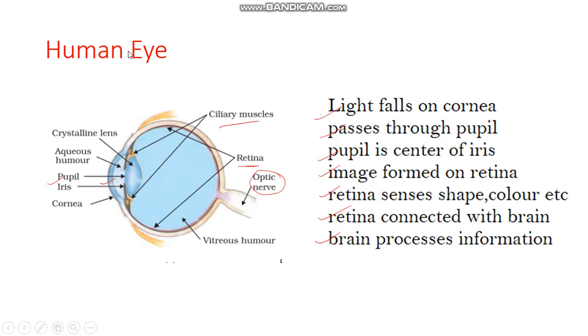Let us discuss the human eye. In the human eye, the images from a far off object pass through the cornea, and through the cornea they enter into the pupil. Pupil is a part of this iris, okay? This pupil is connected to the ciliary muscles. This pupil you can contract or expand using ciliary muscles. It is connected to the retina, where the image is supposed to form.